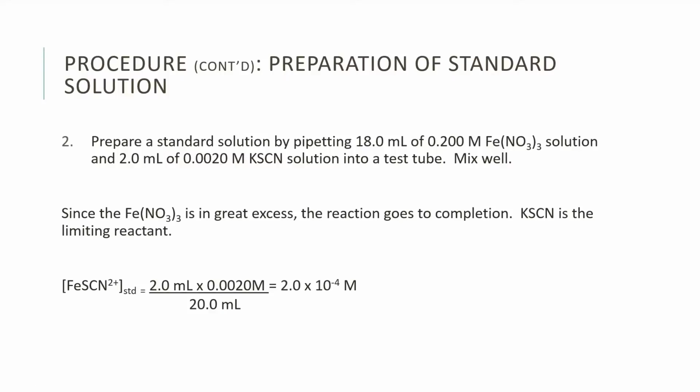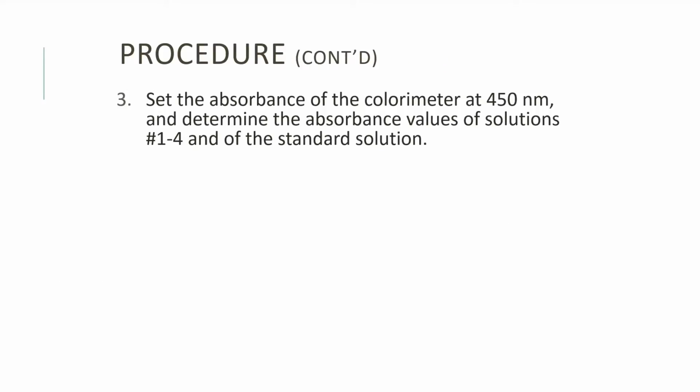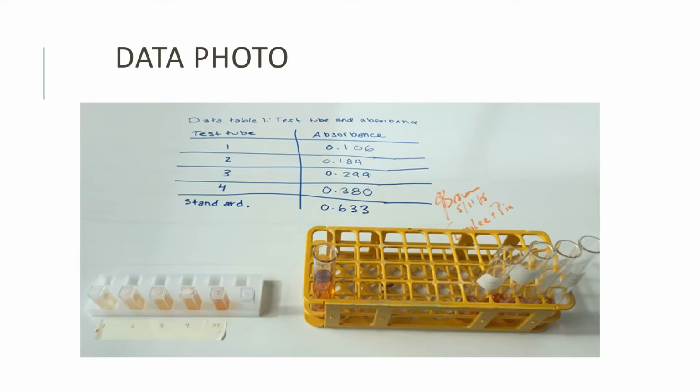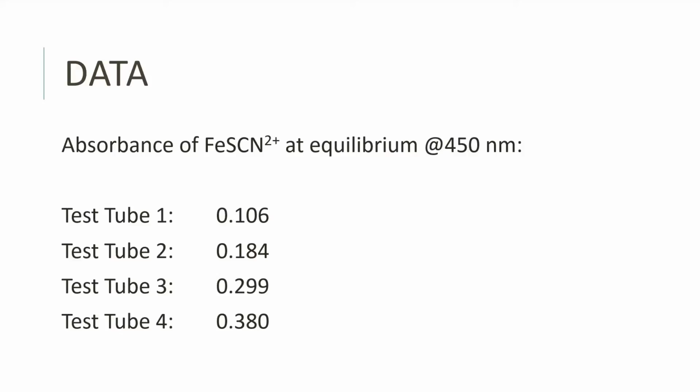Procedure continued. Then, set the absorbance of the colorimeter at 450 nm and determine the absorbance values of solutions of test tubes 1 to 4 and of the standard solution. Data photo. This photo shows the absorbance obtained from the 4 test tubes and the standard. Data. This slide shows the absorbance of the 4 test tubes and the standard at equilibrium at 450 nm.